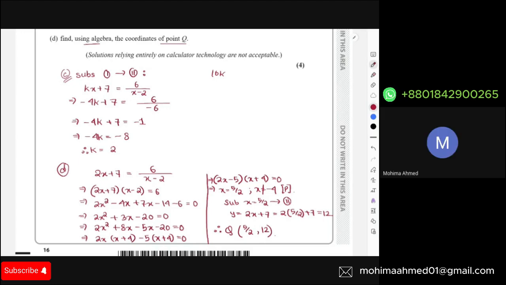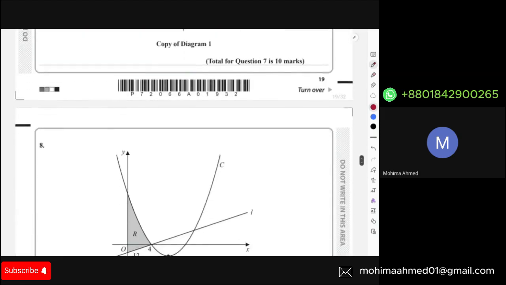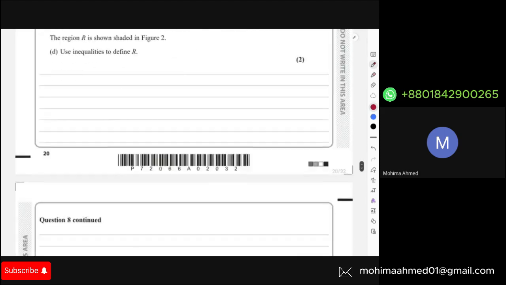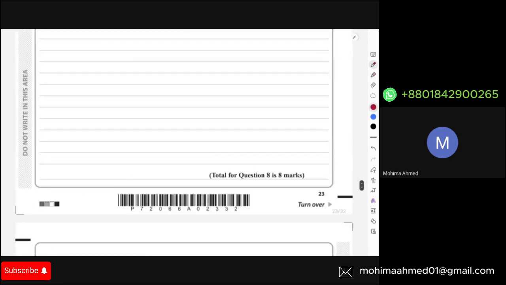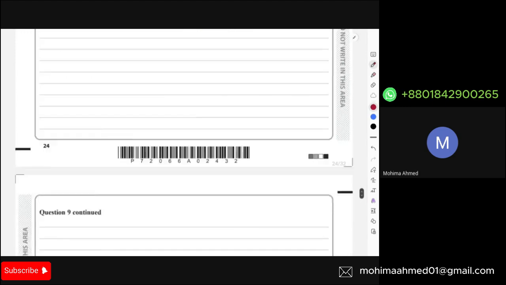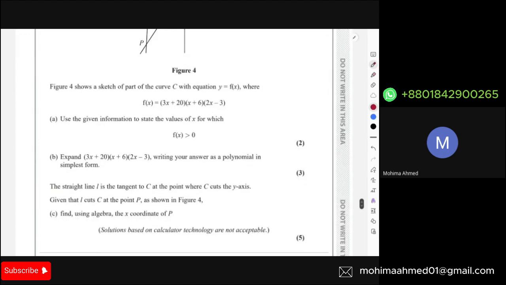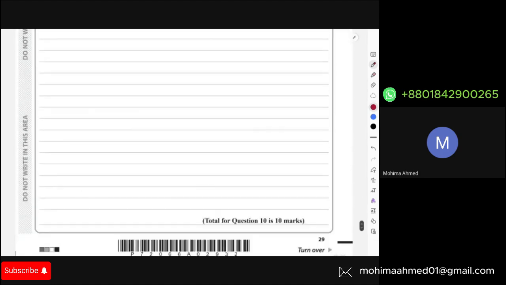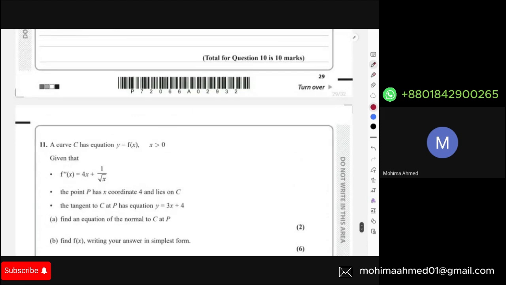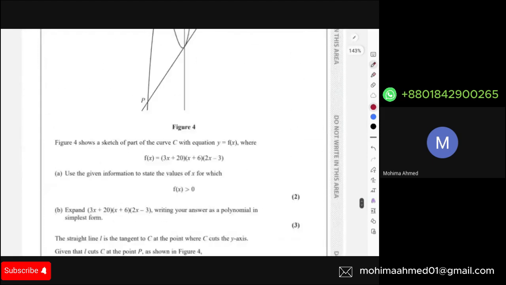Okay, if there is no problem, then let's quickly move on to question 8 also. Question 8 is about inequalities, and then what is 9? 9 is about your translation, right, for the tan graph. And then 10 is about finding the equation, I think, intersecting points and everything. And 11 is your integration, right, integration.